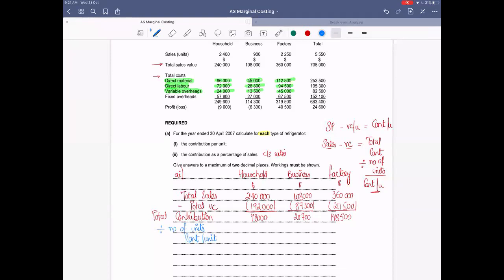The number of units for household are 2,400. Could you please check the variable cost of factory again? It's 252,000. Okay. So I think the contribution will then be 108. The number of units are 2,400, 900, and 2,250.